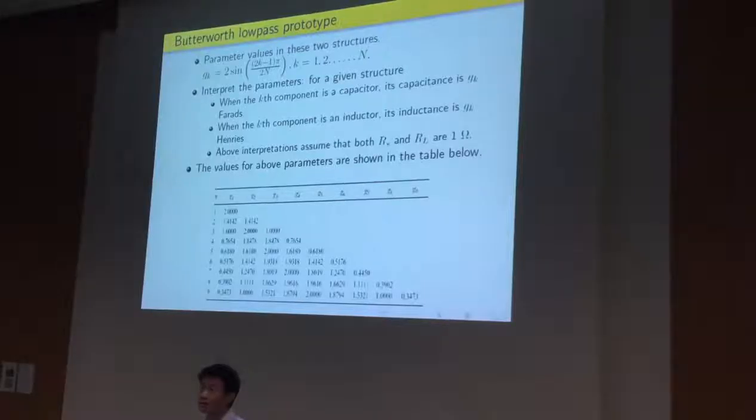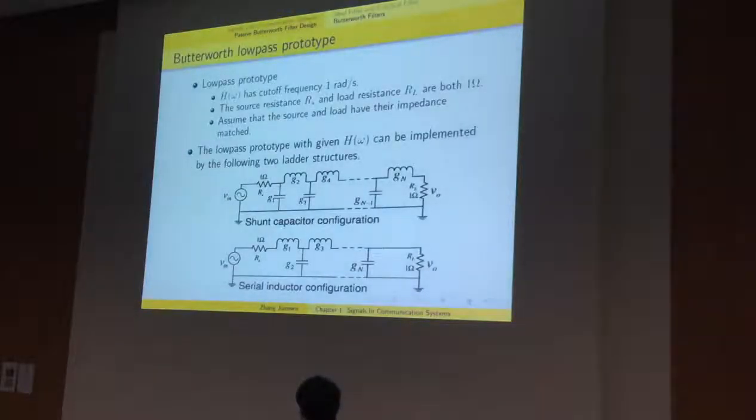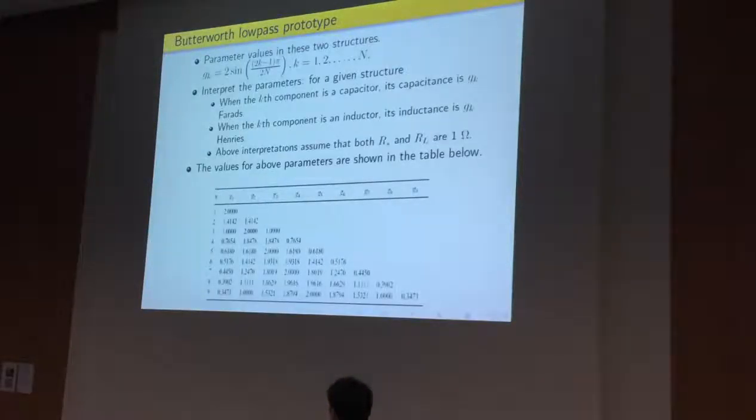The next step, you need to map this gi to different components, whether the unit is in farad or in henry, because it can be a capacitor, it can be an inductor, depending on the configuration. Let's see here. For this configuration, G1 is a capacitor, whereas for this configuration, G1 is an inductor. So you have to interpret your Gi into the correct component. Once you fix your configuration, if the Kth component is an inductor, then its inductance is Gk henrys. If it is a capacitor, its capacitance is Gk farads.